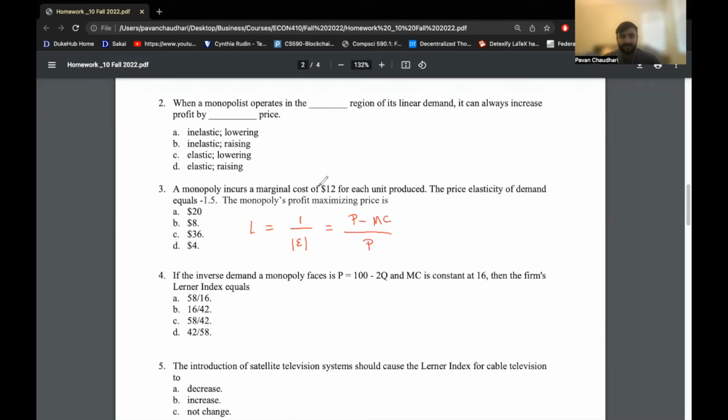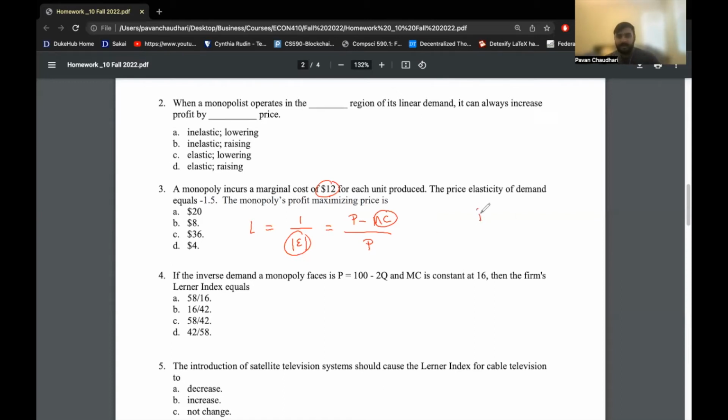So what does it give us in this problem, right? It gives us MC as 12. So it gives us this, and it gives us the elasticity. If we just look at this formula, how many variables do we have? We know elasticity, we know MC. So our only variable is P, and therefore we can just plug in and solve for P, and then we'll get the answer.